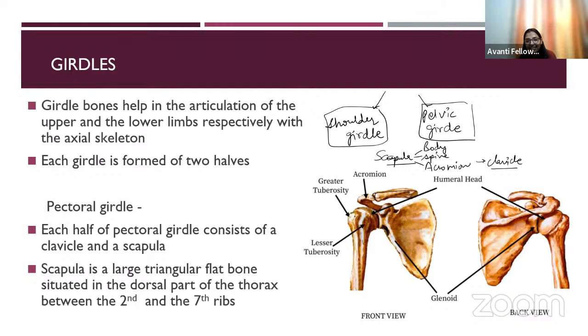In this scapula, there's a cavity or depression, which is known as the glenoid cavity. In this cavity, the head of the humerus bone gets attached like this. This is the glenoid cavity, and this is the humerus head. They get attached or fixed.